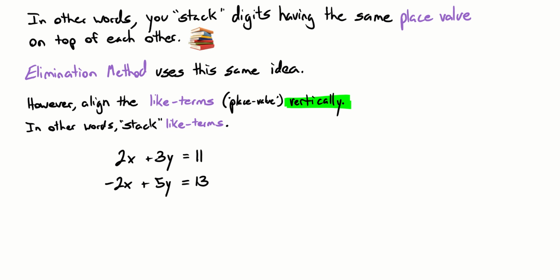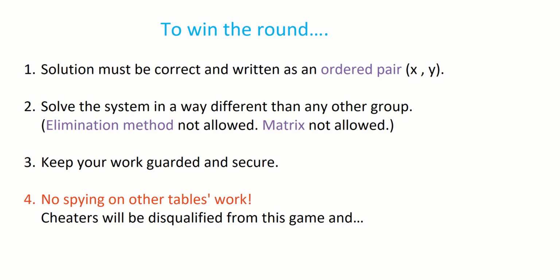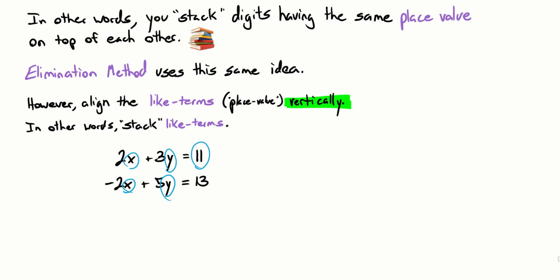Here's the system again, the same one. We know the solution's (1, 3). Let's see if we can get that same solution a lot more efficiently using elimination. The 2x and the negative 2x, those are like terms because they both have an x. The 3y and the 5y, those are like terms because they both have a y. And of course, the 11 and the 13 are constants, not having variables. So therefore, we stack those on top of each other.